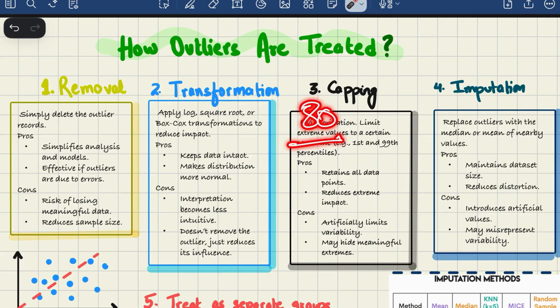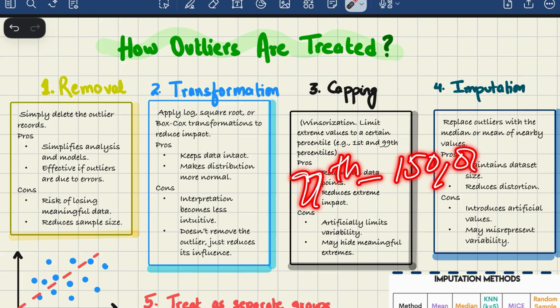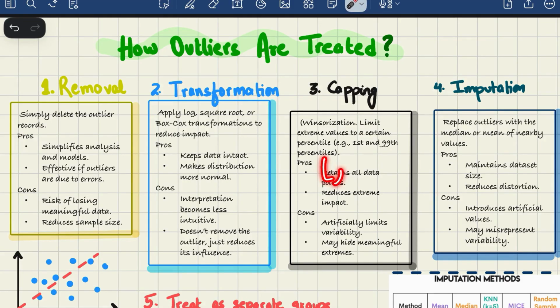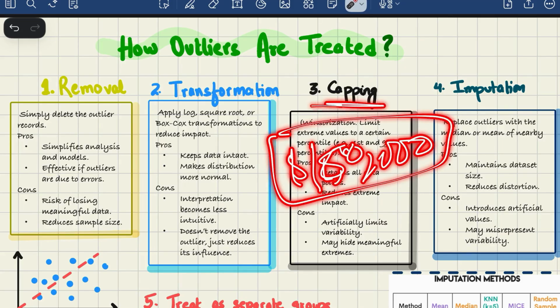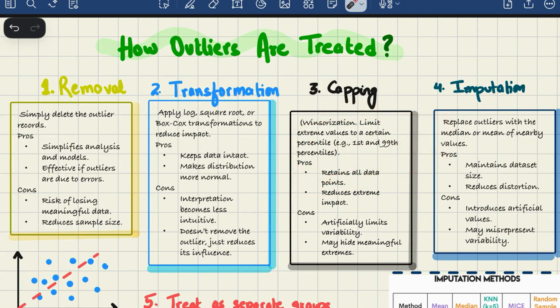All right. So if your 99th percentile for income is $150,000, any value above that, even a multimillionaire, is automatically changed back down to only 150,000. Basically we are providing an end value, this is the cap, and above that we are not accepting anything. So it is like a ceiling and a floor.